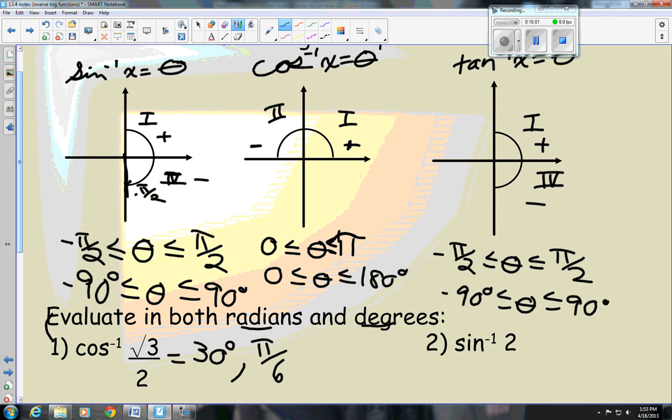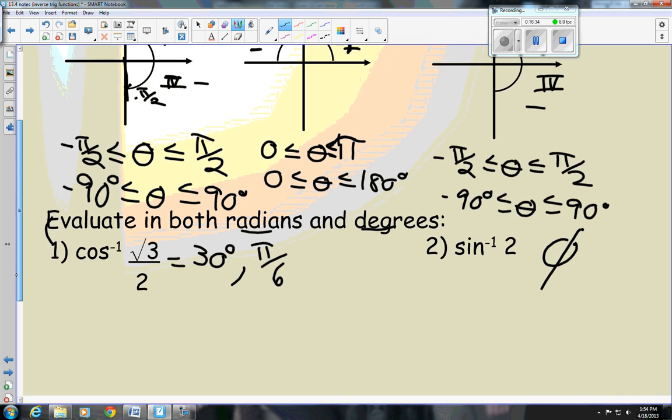Okay? How about this one? The inverse sine of 2. Is there any place that the y value is 2 on your unit circle? No. It's 2 times around. Does not ever happen. Wait, so sine is the y? So sine has to be the y, cosine is the x. Yeah. Okay, let's look at a couple other ones here.